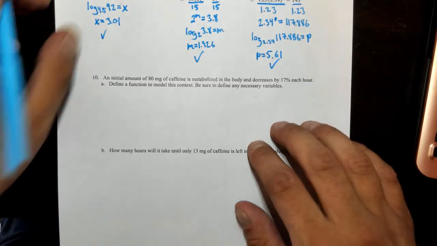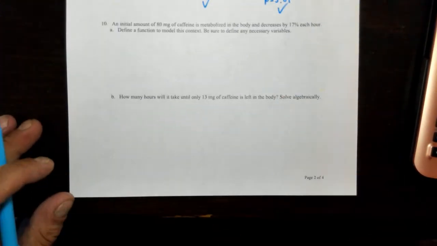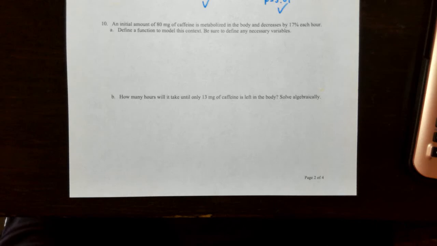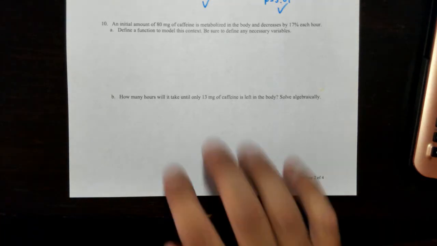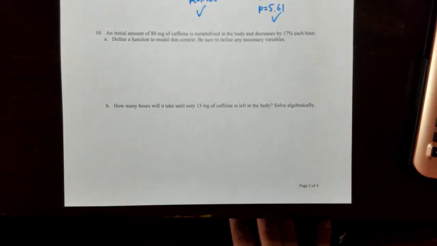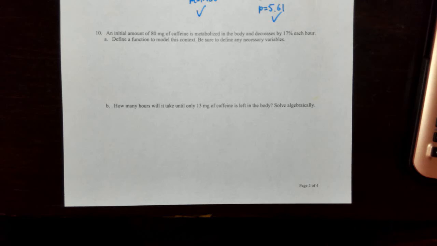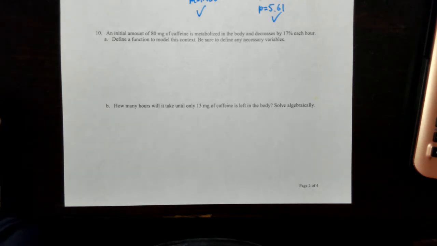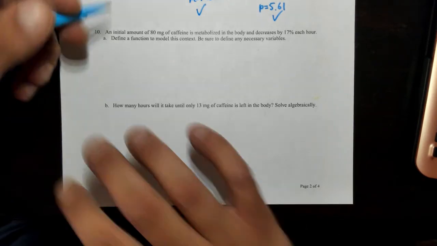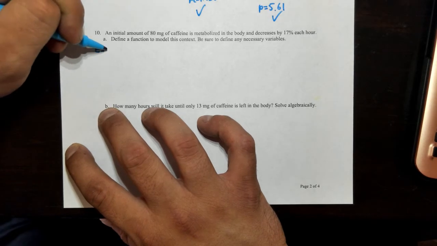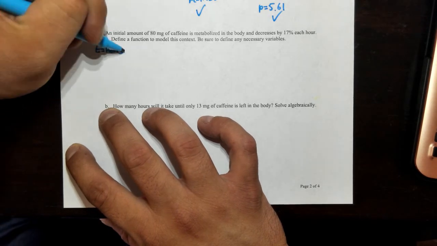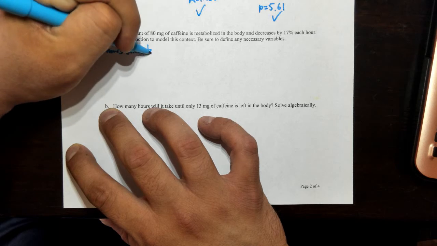All right, let's go on to some kind of real-world situations here that we can use logarithms in. So, an initial amount of 80 milligrams of caffeine is metabolized in the body and decreases by 17% each year. Define a function to model this context. Be sure to define any necessary variables. So I'll use t again. So t is going to be the hours since taking caffeine.